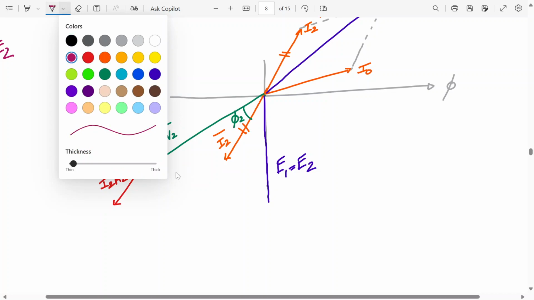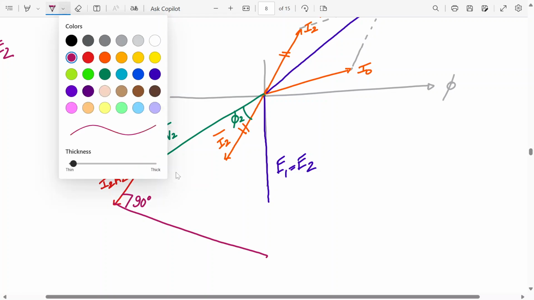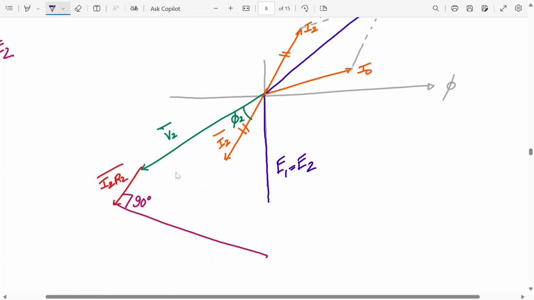Drop a perpendicular, na? Perpendicular to I2 R2, somewhere around here. So this is 90 degree. This should be a 90 degree line. And wherever it intersects over here, this becomes E2. I have not drawn it properly, but this is where they will meet.